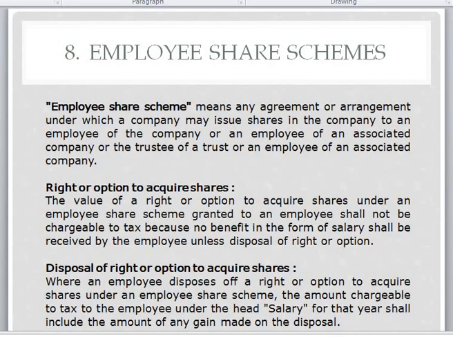Today we will start with the employee share scheme, and what it includes. Employee share scheme means any agreement or arrangement under which a company may issue shares in the company to an employee of the company, an employee of an associated company, or the trustee of a trust on behalf of an employee of an associated company.